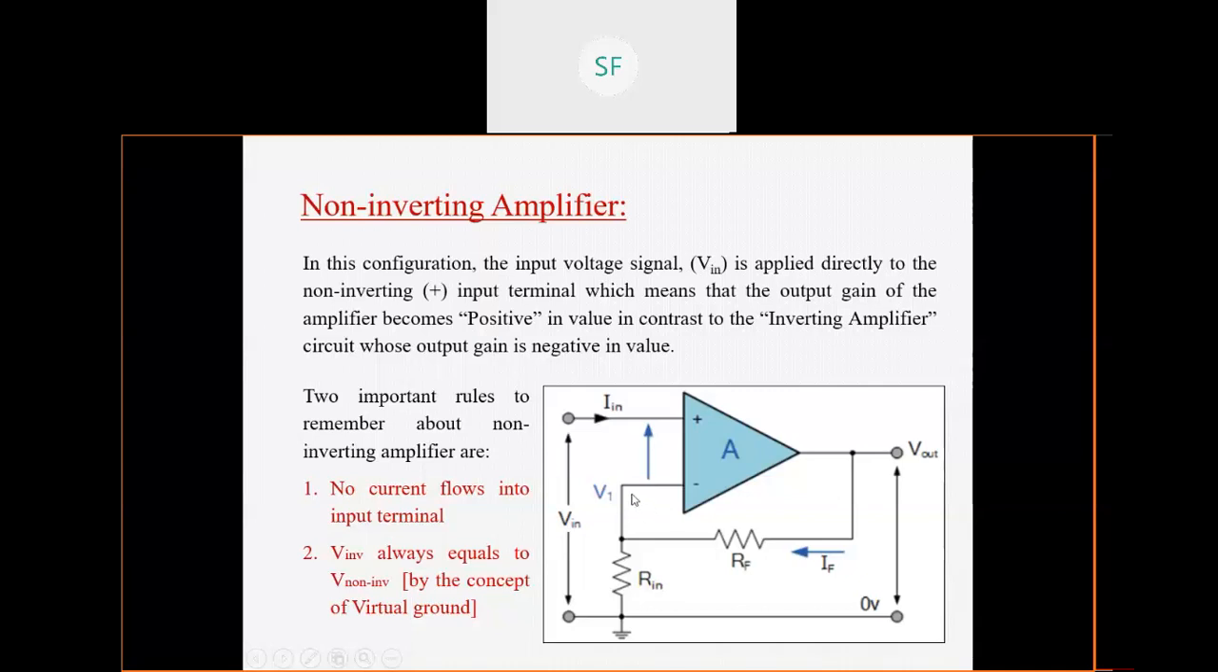Now, how will you say that it is non-inverting? Because you have to observe that V in is given to the non-inverting terminal, and the inverting terminal is grounded through R in. In the earlier case, the input was given to the inverting terminal and the non-inverting terminal was grounded, if you remember. But in this case, input is given to the non-inverting terminal.